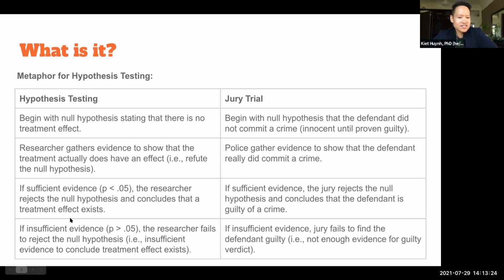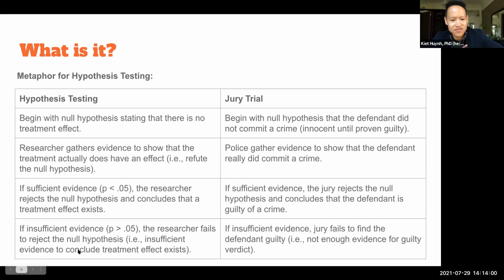All right, the next phase. If there's sufficient evidence, the researcher rejects the null hypothesis and concludes the treatment effect exists. We just talked about this. Gather enough evidence, run the test. If the p-value is less than 0.05, you could say there's a significant difference. And then you could accept the alternative hypothesis, which is that there's a significant difference between the groups or a significant treatment effect. How this relates to a jury trial is that if the police provide enough evidence, the jury then rejects the null hypothesis and concludes that the defendant is guilty of the crime.